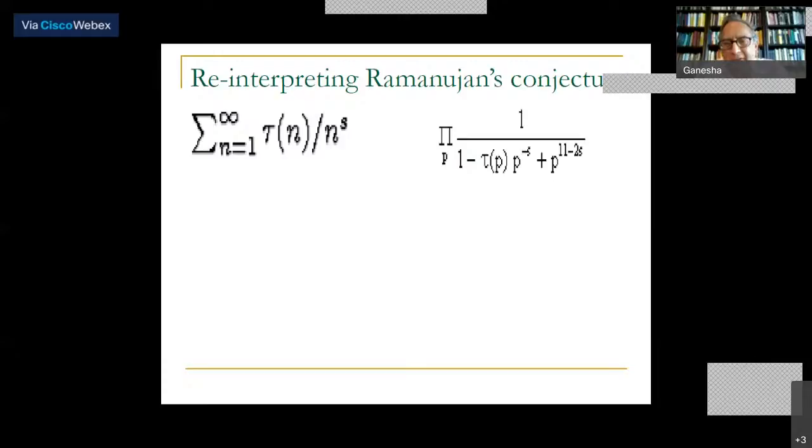Ramanujan's conjecture about multiplicativity and the second order relation, the first two conjectures, can be reformulated as saying that these two are equal. So the first two of Ramanujan's conjectures can be reformulated as saying that the sum and the product of both are equal.